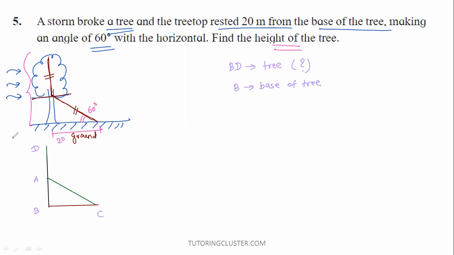Okay, I hope you can compare these two figures. So what is BC? BC is 20 meter. And what is the angle C? 60 degree. So this angle is also 60 degree. An important point is these are going to be equal, because these are the same part. This part only got broken and it is resting on the ground. So those parts are going to be equal.